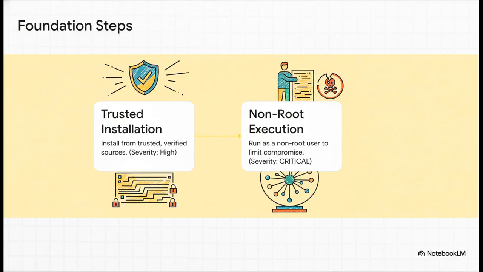First, you've absolutely got to install HAProxy from a trusted, verified source. That's a high-severity issue right there. But the second step, it's critical. Never, ever run HAProxy as the root user. Why? Well, if an attacker finds even a tiny flaw, running as root gives them the keys to your entire kingdom. This one choice is literally the difference between a small problem and a total catastrophe.